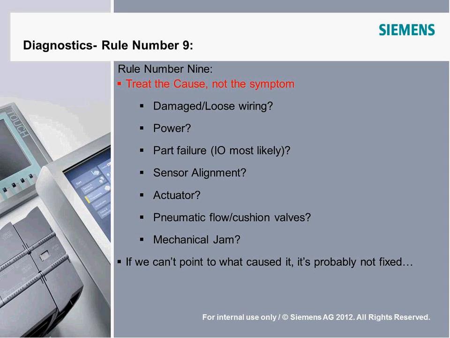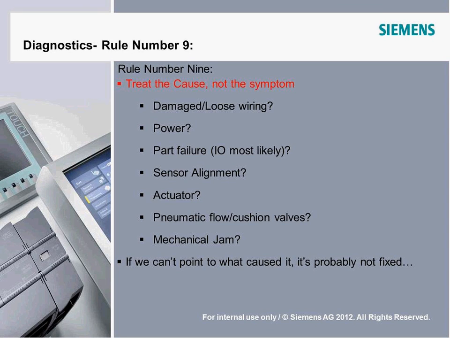Last on this is, if you can't point to what caused the problem, it's probably not fixed. Oftentimes this happens: you're working on a machine, and then mysteriously it starts working again, and you're not sure exactly what you did to fix it. The chances are pretty good that you haven't fixed anything. It's an intermittent or temporary problem that comes and goes, and probably will be back.